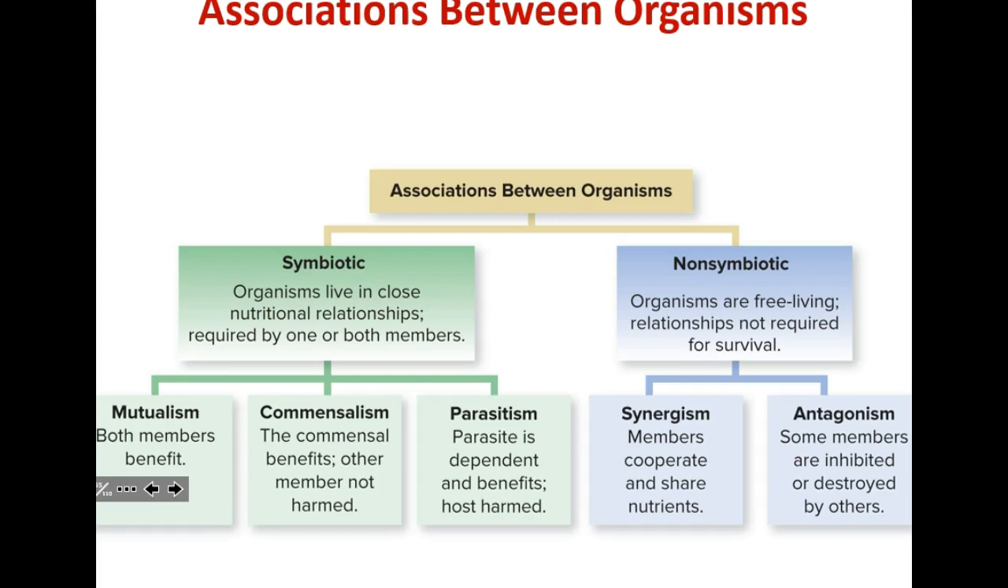Some associations between organisms. They can either be symbiotic, which means they live in close relationships and nutritional relationships, and it's required by one or both members, or non-symbiotic relationships, in which organisms are free living, not required for survival.